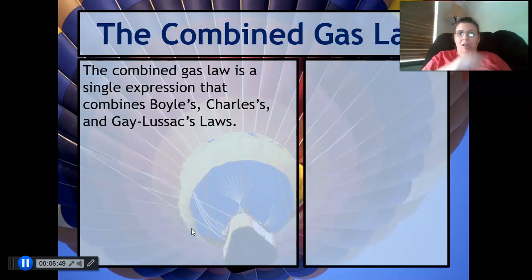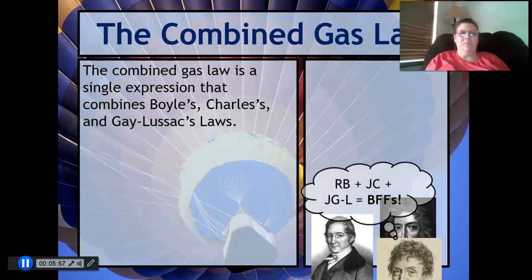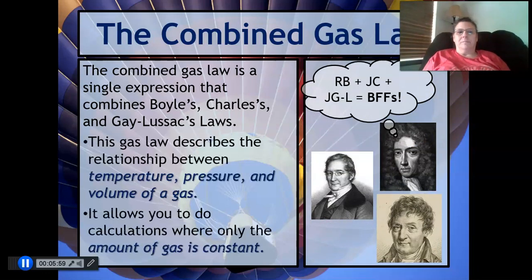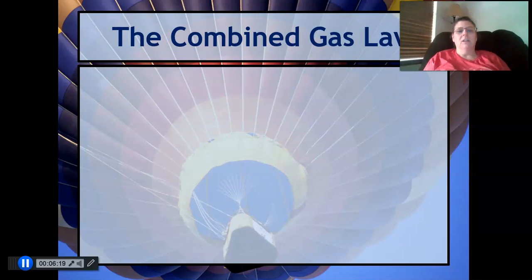Make sure you have it on these notes. The combined gas law is a simple equation, or single expression, that combines Boyle's, Charles's, Avogadro's, and Gay-Lussac's law. This law describes the relationship between temperature, pressure, moles, and volume of a gas. It also allows you to do calculations where only certain things are present, and ignore that last amount of gas, because that's the moles.